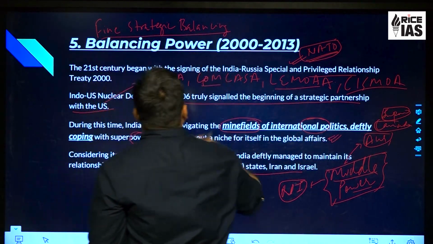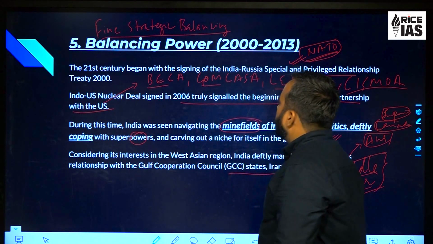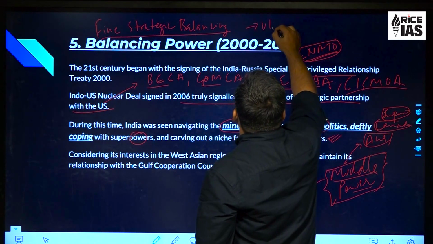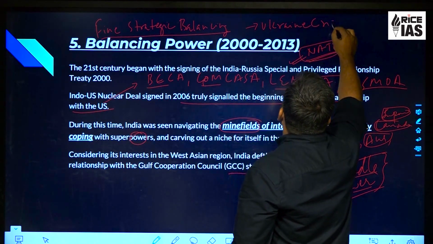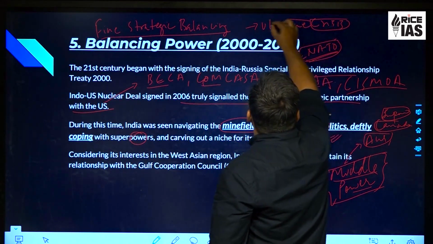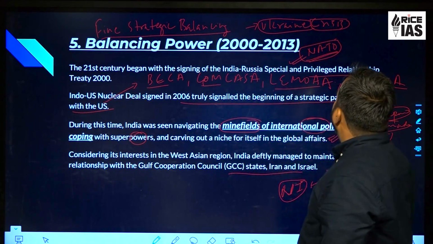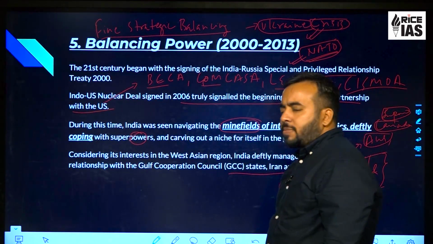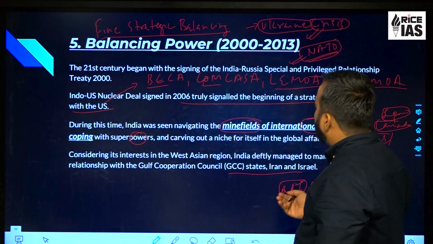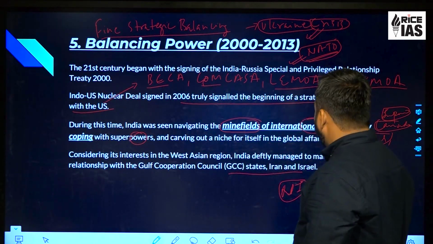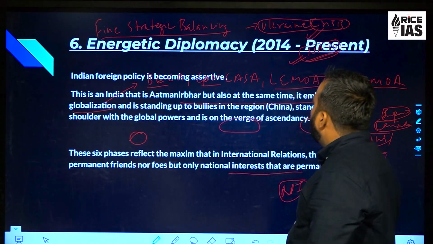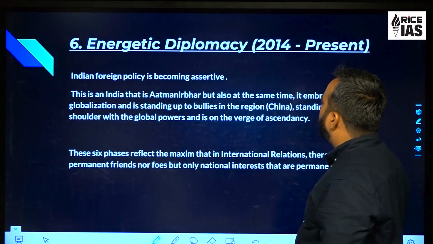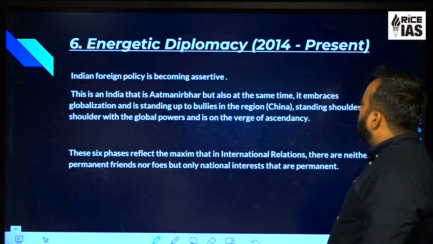This is continuing even today. The current foreign policy is marked by fine strategic balancing even during the Ukraine crisis. India's limited comment, India's silent support to Russia has been an example of fine strategic balancing, going ahead with cooperation with the USA and at the same time with Russia. This has been called energetic diplomacy by our current Minister of External Affairs. Assertive.